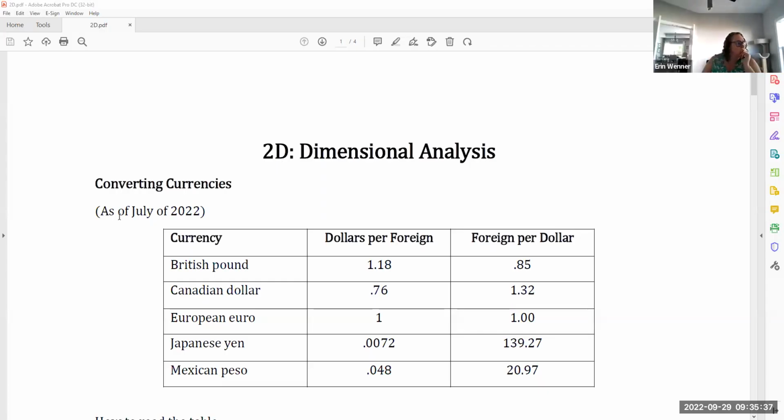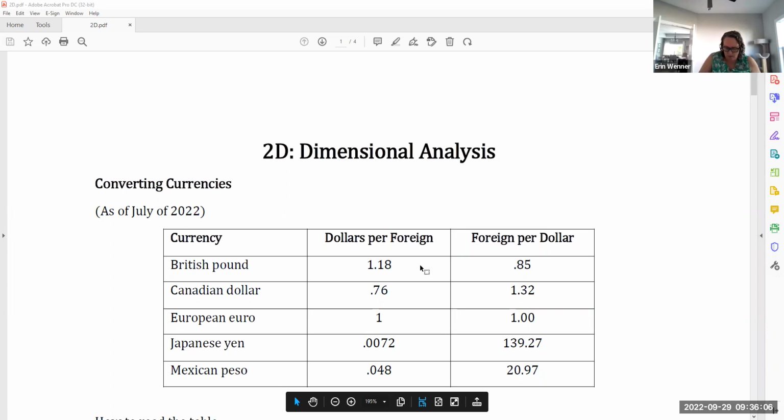So these are current as of July 2022, and it was one of the first times that the euro and the dollar were equal. They aren't anymore. But on the date in July that I pulled these numbers and updated this notebook page, they were equal, which is crazy because that never happens. And of course, now they're not anymore. But we're going to use these as they are.